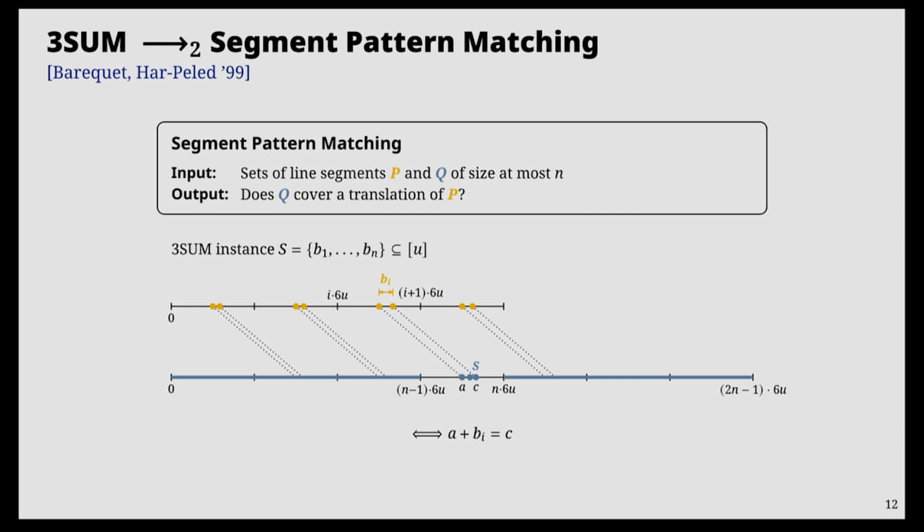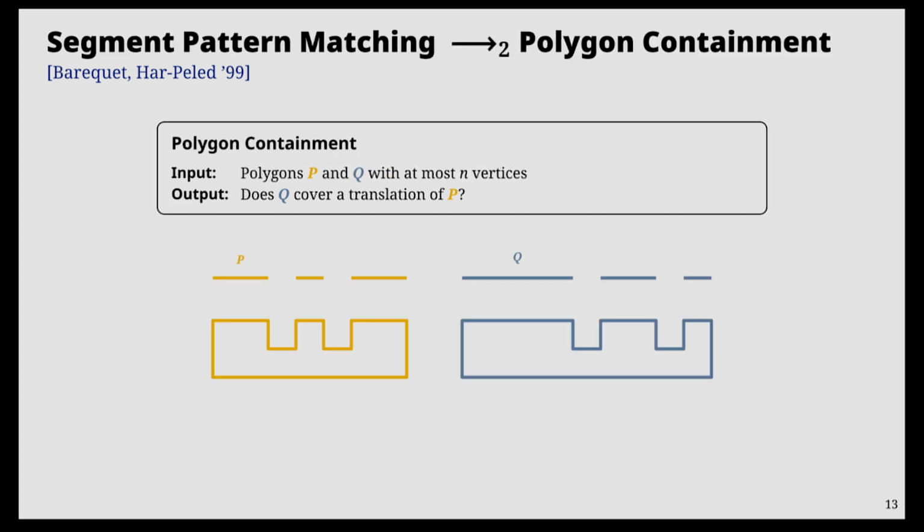You could even prove this hardness reduction just for one-dimensional segment pattern matching, and then you take that one-dimensional version and map it to the polygons like this. Okay. Right. Yeah, good point. Could you repeat again? Sorry? Could you repeat? Sure.